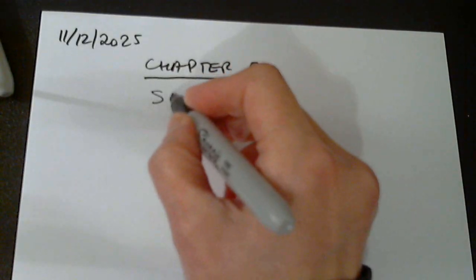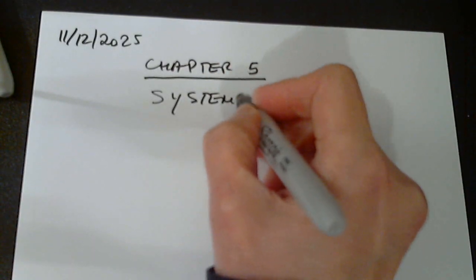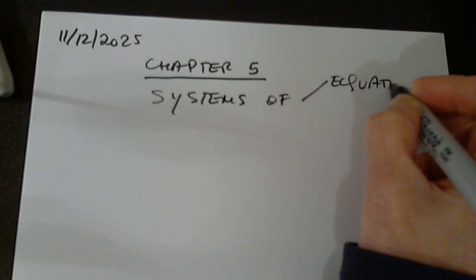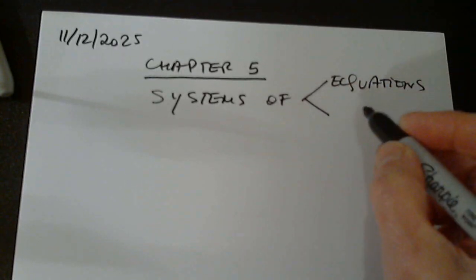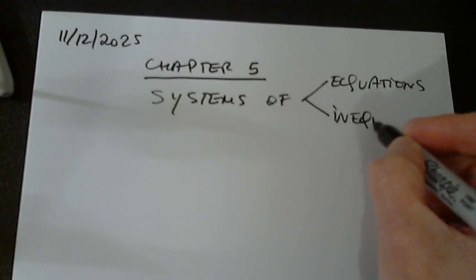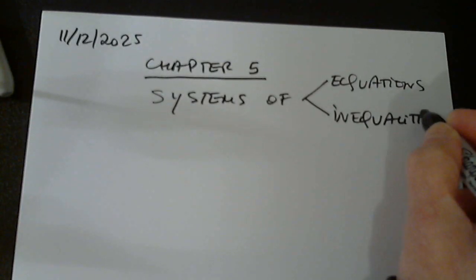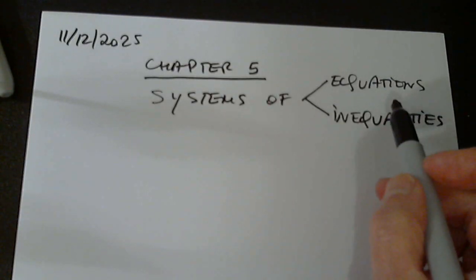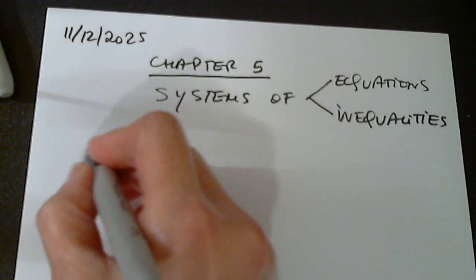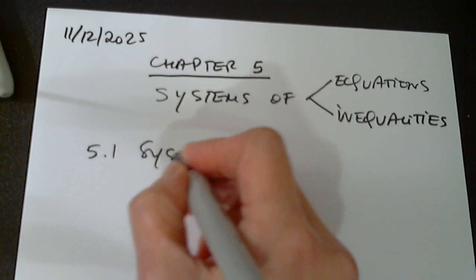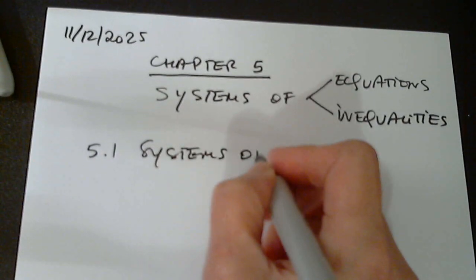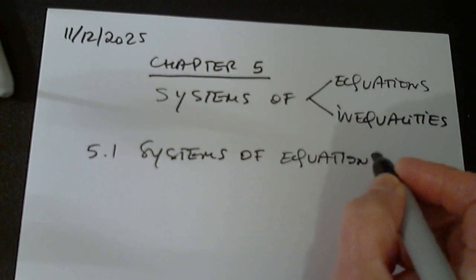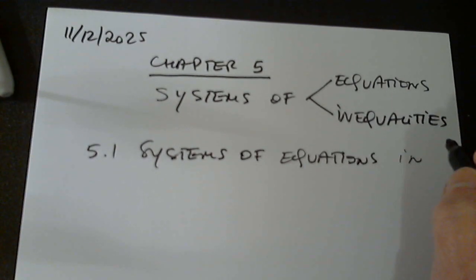This deals with systems of equations and systems of inequalities. Okay, so we start with systems of equations first. So 5.1, systems of equations in two variables.